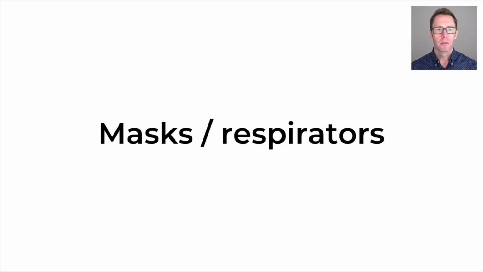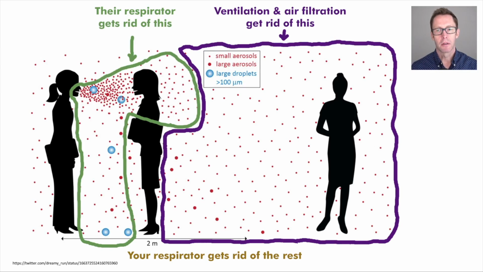The next topic we're going to talk about is masks or respirators. This is an important topic, but it's also one that people tend to have strong opinions on. So what I'm going to aim to do is really just talk about what we know in terms of the science of the impact of different types of masks on reducing the risk of COVID transmission. Let's start with what masks are actually useful for.